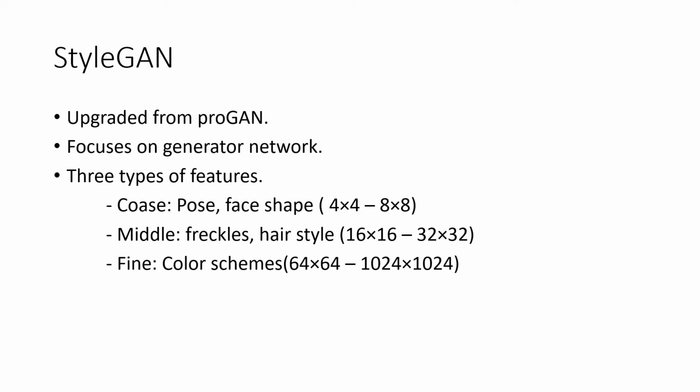StyleGAN is the upgraded version of ProGAN's image generator, which only focuses on the generator network. The authors considered the benefit of the ProGAN progressive layers. It is possible to control different visual features of the images. The lower the layer, the coarser the features it affects. The paper divided the features into three categories. Coarse features affect the pose, face shape, identity, etc. Middle features affect the freckles, hairstyle, and eyes open or closed, and fine features deal with the color schemes, such as hair color, eye color, or skin color.